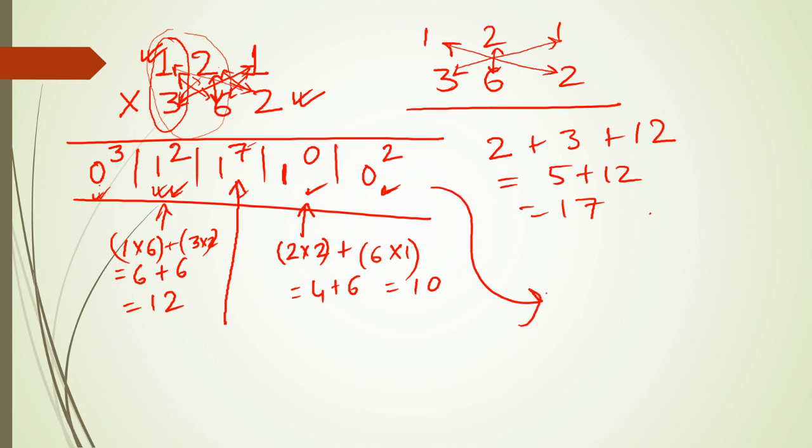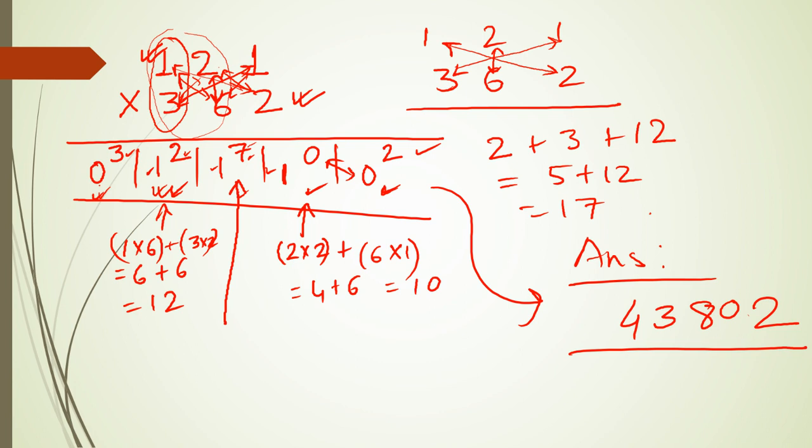What will be the final answer? First it's 2, so we will write 2 at the last place. 0 plus 0, we will write 0 here. 7 plus 1, it's 8. 2 plus 1, it's 3. 3 plus 1, it's 4. So the answer is 43802.